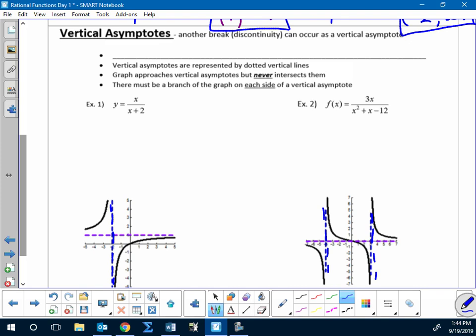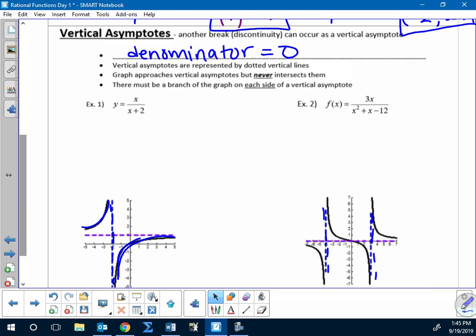So, if you want to find where the function is undefined, you have to take the denominator and set it equal to 0. That's how you find your vertical asymptote. A graph can never, ever cross a vertical asymptote because it's undefined at that location. The vertical asymptote is like a wall. You can get really close to it, but you can never cross it. You also must have a piece of the graph on either side. See how here there's one on the left and one on the right? You must have a piece on either side of your vertical asymptote.